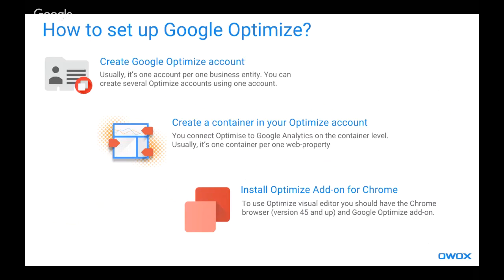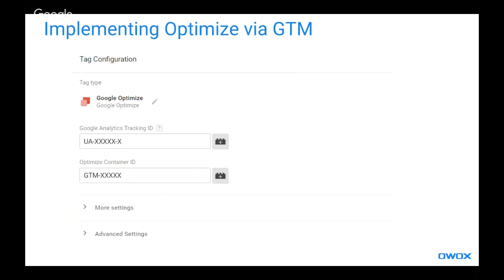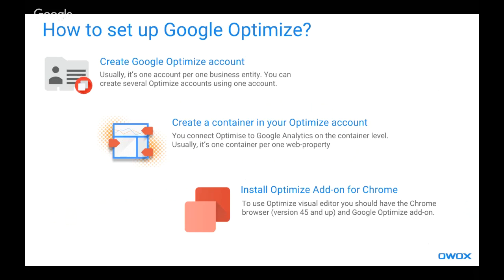Once you've created the container, you should install Optimize add-on for Chrome, so that way you have Visual Editor enabled. And also there is a share functionality, and if you want your colleagues, people you share the Optimize with, to have the same functionality, they also should have this add-on. Please note that for this add-on to work properly, you should have the Chrome version 45 or higher. So we've set up the account, we've created a container, we've installed the add-on.